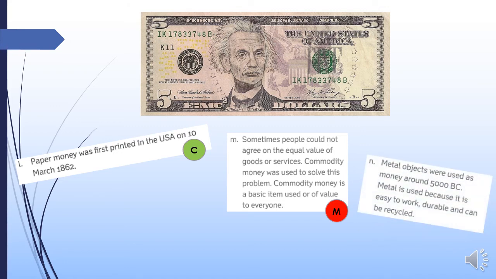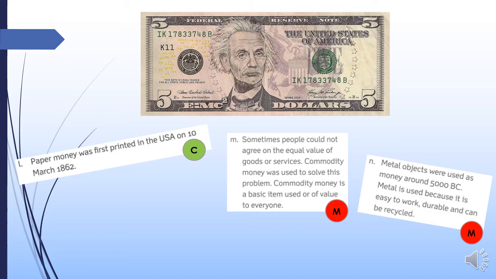Metal objects were used as money around 5000 BC. Metal is used because it is easy to work, durable, and can be recycled. So, let's say I needed a cupboard built in my house, I would bring a carpenter and I would pay him, let's say, one pole of metal. This is your day's salary.